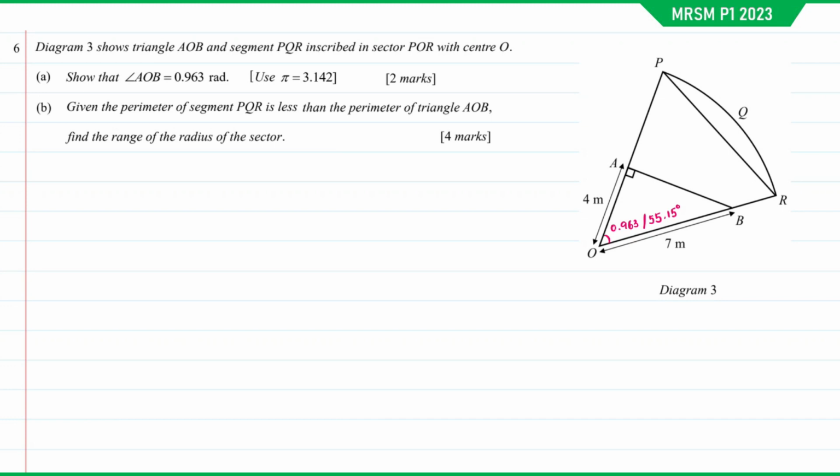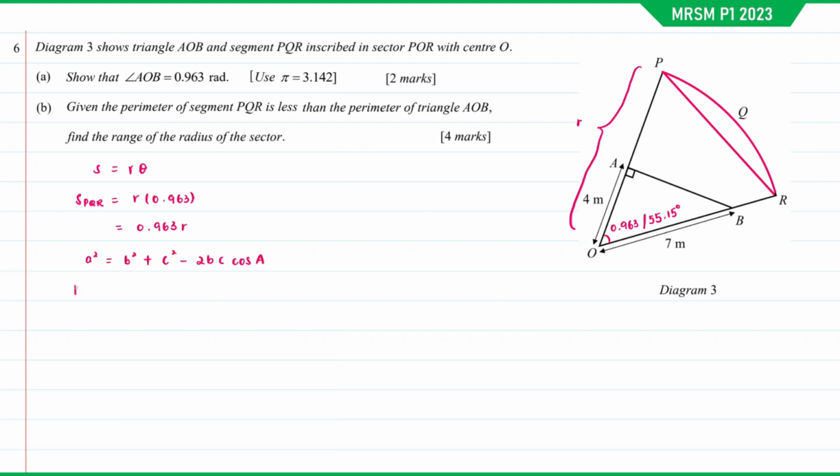Question (b). Given the perimeter of segment PQR is less than the perimeter of the triangle AOB, find the range of the radius of the sector. So this will be the segment PQR, which consists of the arc length PQR and the chord PR. To find the arc length PQR, we're going to use the formula S equal to r theta. Then the arc length PQR will be R times 0.963, which is equal to 0.963 R.